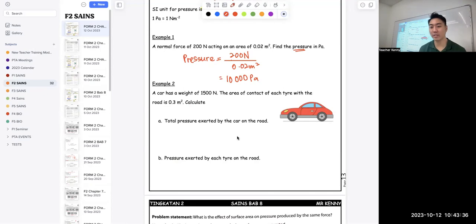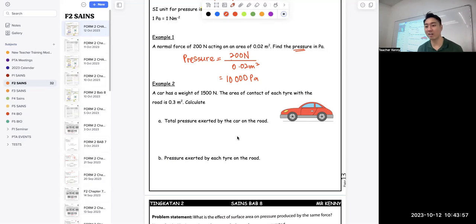A car has a weight of 1,500 Newton. It's actually very light. 1,500 Newton is how many kg? Anyone knows? How many kg is 1,500 Newton? If I convert to kg, 1,500 divided by 10 only, 150. Imagine that's maybe a model car only.